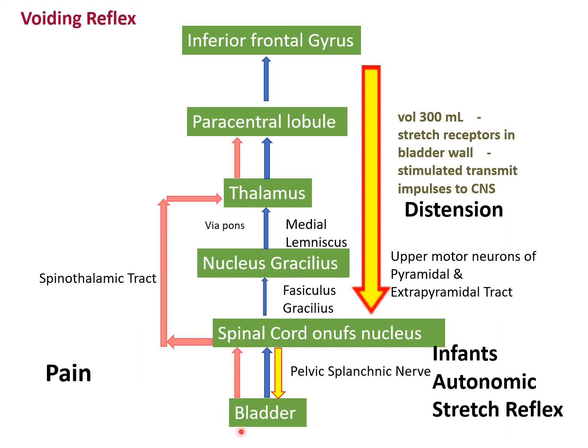Pain from the urinary bladder travels via the sympathetic fibers to the spinal cord and moves via the spinothalamic tract to the thalamus, and thereafter to the various areas of the brain.